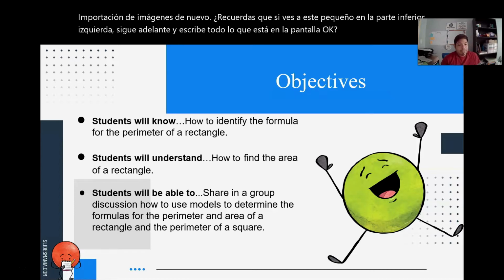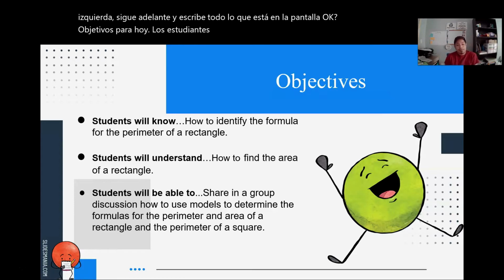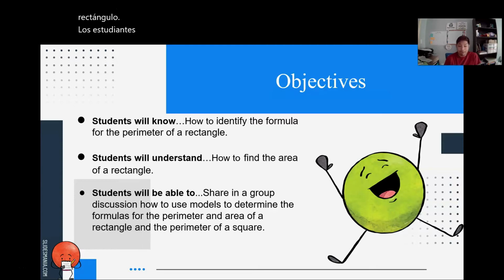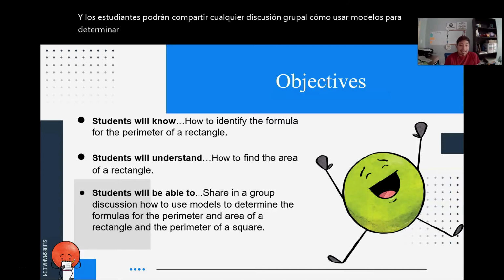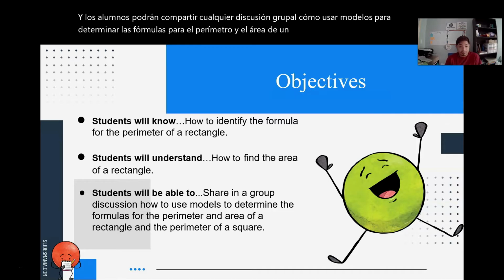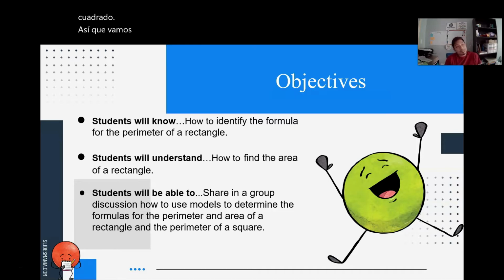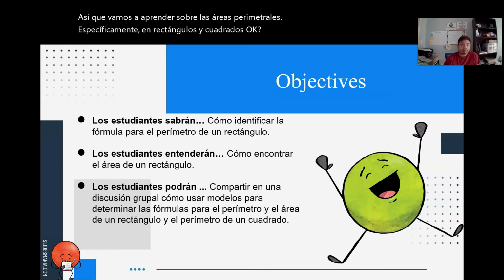Objectives for today. Students will know how to identify the formula for the perimeter of a rectangle. Students will understand how to find the area of a rectangle, and then students will be able to share in a group discussion how to use models to determine the formulas for the perimeter and area of a rectangle and the perimeter of a square. So we're going to be learning about perimeters, areas, specifically in rectangles and squares, okay? And here it is in Spanish, just in case you need it.